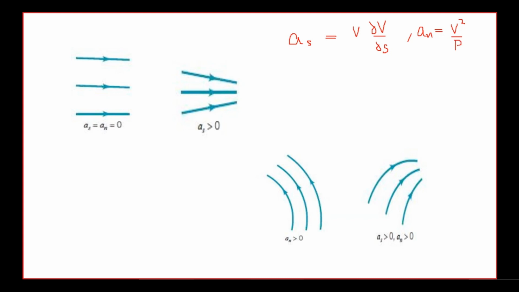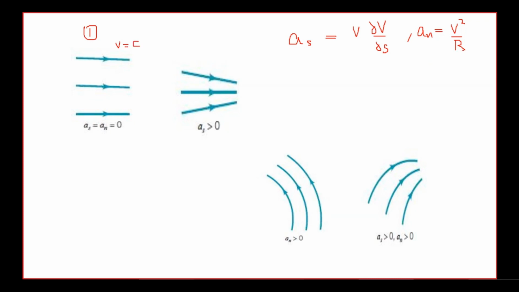Considering the first situation, we number it as 1. In situation 1, the figure is indicating AS equals AN equals 0. AS 0 क्यों है? क्योंकि हमारी velocity constant है. So the derivative of the velocity, constant का derivative 0 होगा. It means that acceleration would be 0.